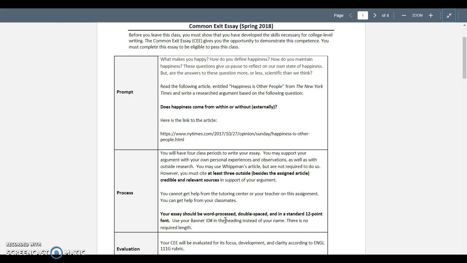So make sure you choose one of the topics that interest you the most. Remember that it has to be written on one of these topics, so you cannot go ahead and pick your own topic or anything like that. It has to be in response to one of these 2 prompts that I went over.